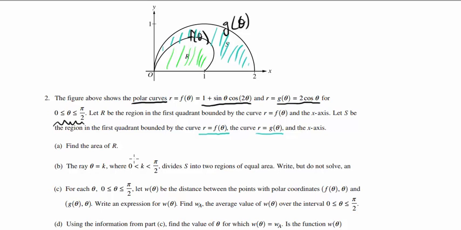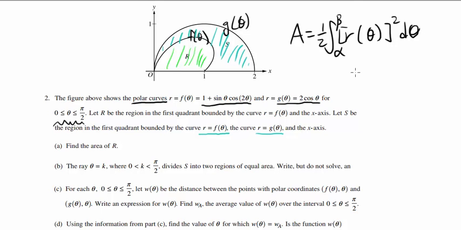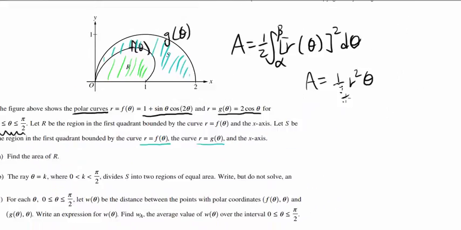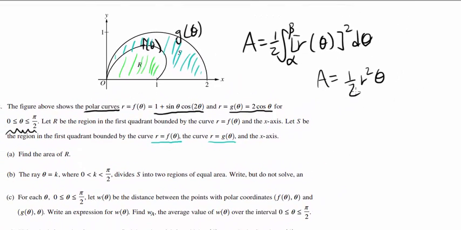Find the area of R. Okay, how do we find the area of a polar curve? You should have this memorized: 1/2 integral from the initial angle to the terminal angle of r of theta squared d theta. If you wonder where this is coming from, you know the area of a sector. Maybe you know from pre-calculus that the area of a sector is equal to 1/2 r squared theta.